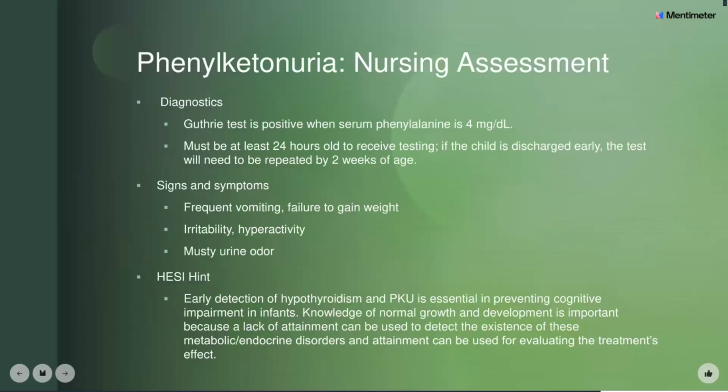This is another thing that we assess for on that newborn metabolic screen. So we need patients to be exposed to at least 24 hours of food in order to assess their response to that amino acid. If it's a positive result on that newborn screen, then we'll repeat it a couple weeks later to make sure that it's not a false positive.